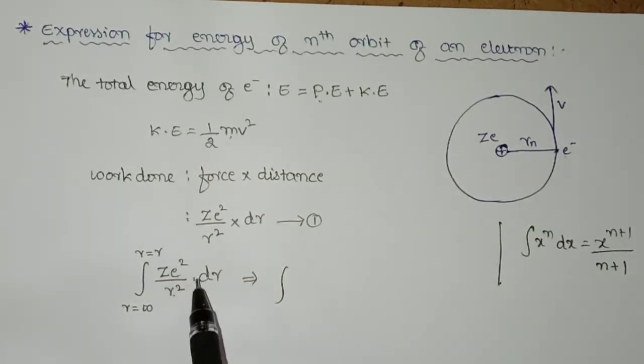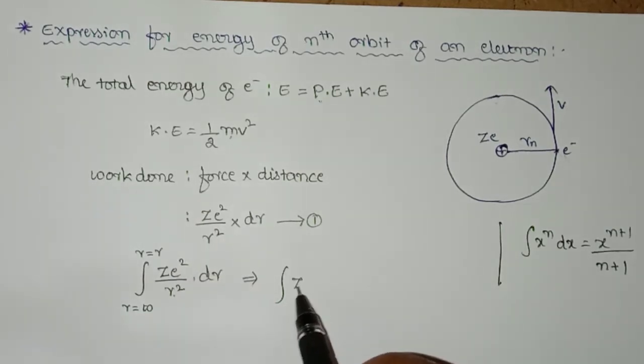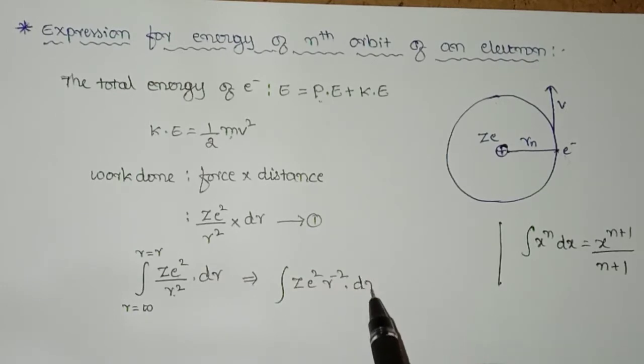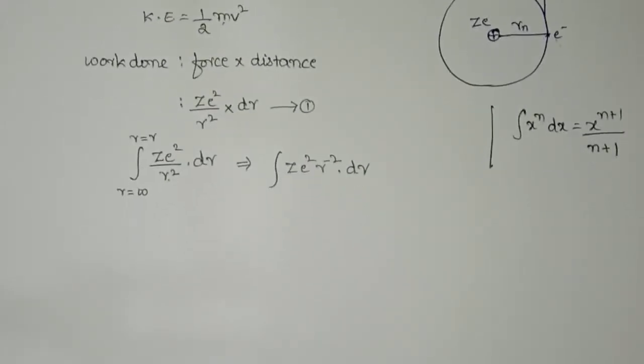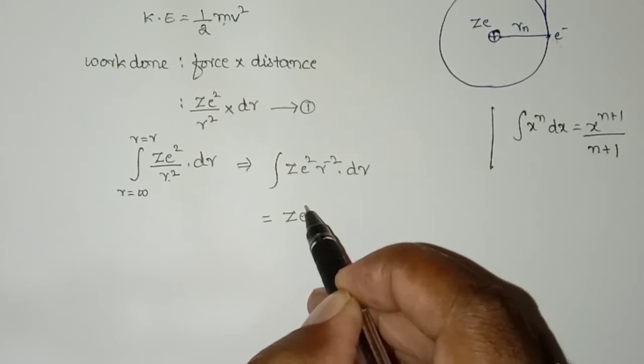So here we have r square, and when it is taken to the numerator, it will become minus. So Ze square r to the power of minus 2 into dr. So this will be the equation, and this has to be integrated now. Okay, so Ze square will remain as it is.